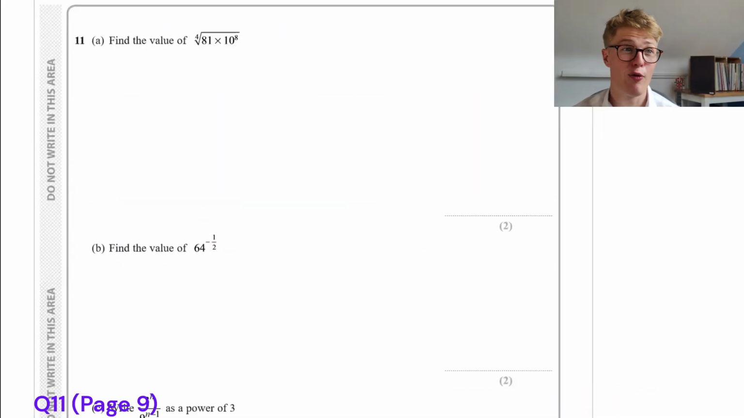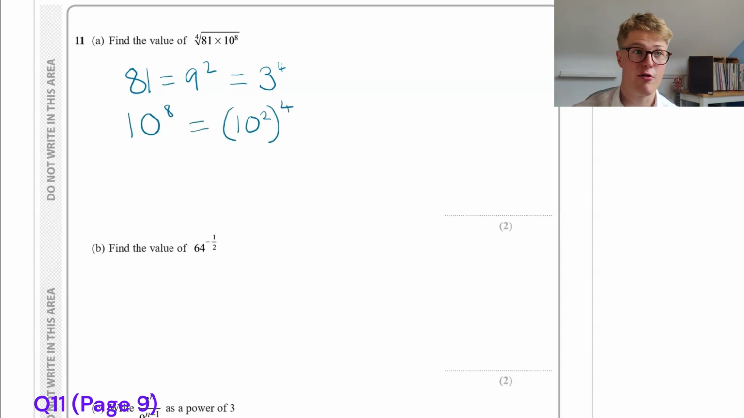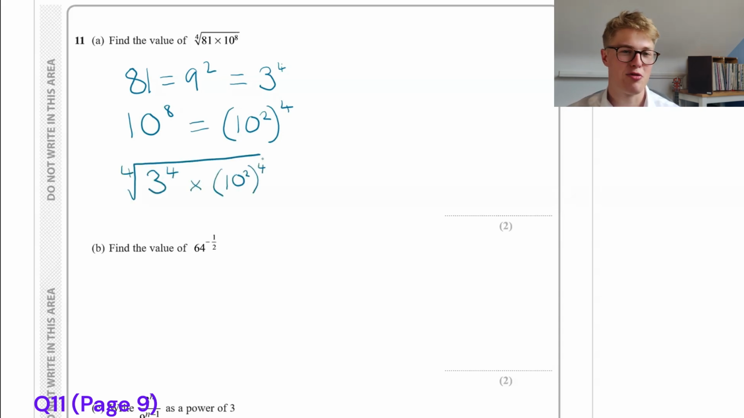Find the value of the fourth root of 81 times 10 to the power of 8. So we know 81 is the same as 9 squared, and therefore it's the same as 3 to the power of 4. 10 to the power of 8 is the same as 10 squared to the power of 4, so we can write this as the fourth root of 3 to the power of 4 times 10 squared to the power of 4. This simplifies to 3 times 10 squared because we remove all of the fourth powers that we had in our previous equation, and that leaves us with 300 when we expand it.